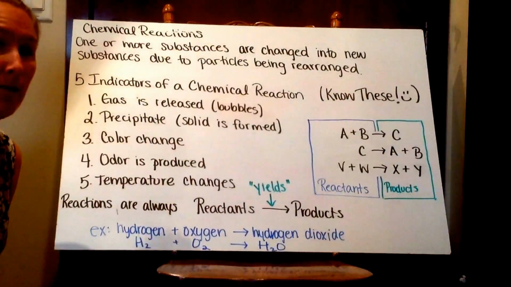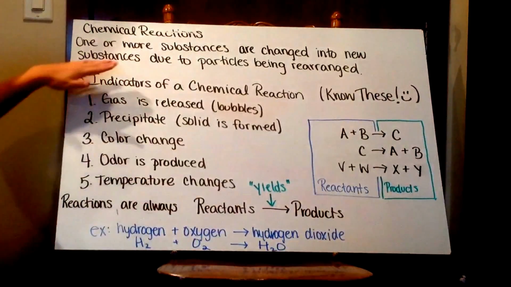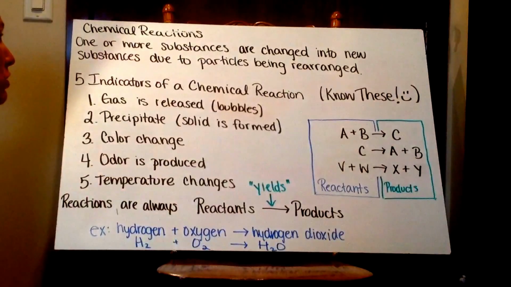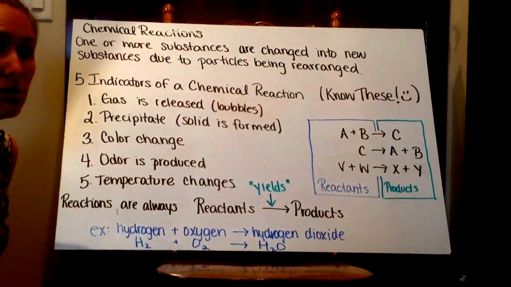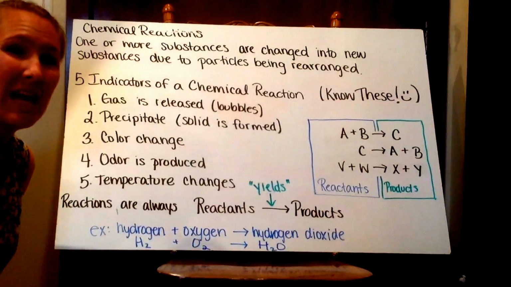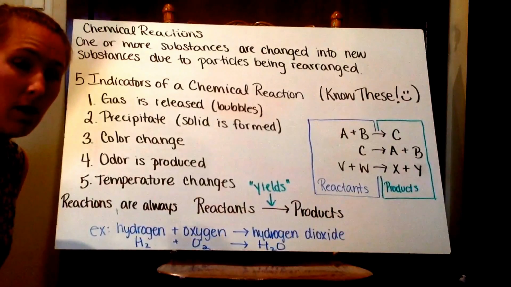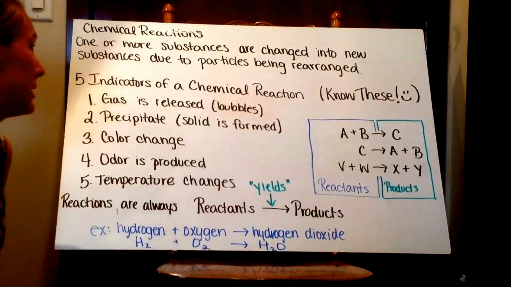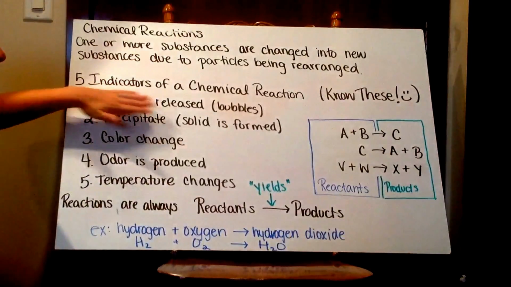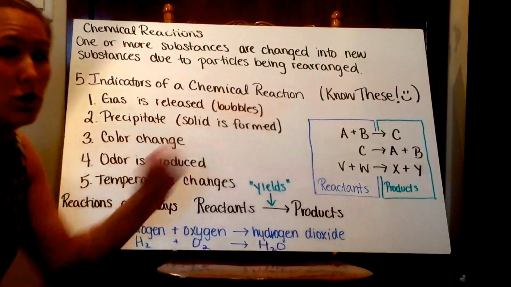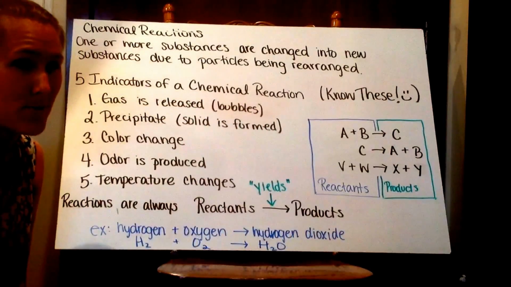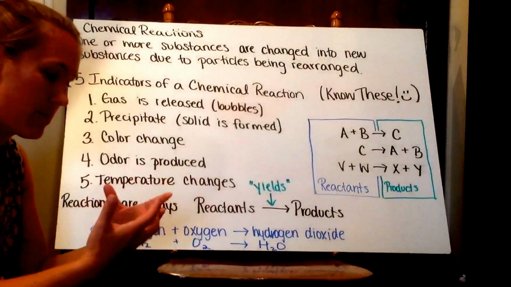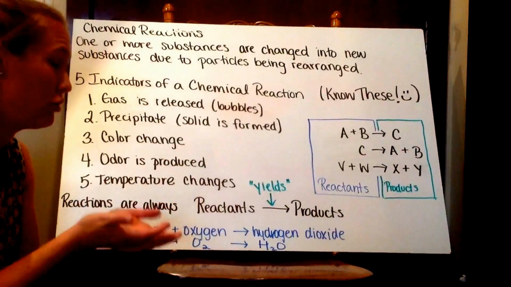With chemical changes, we can have chemical reactions. A chemical reaction is when one or more substances are changed into new substances due to particles being rearranged. We talked about the elements and the compounds earlier. Those elements and compounds can get rearranged and they can make new substances. There are 5 indicators of a chemical reaction. You want to know these, memorize them. These are 5 things that can happen that tell us that something happening in front of us is a chemical change.